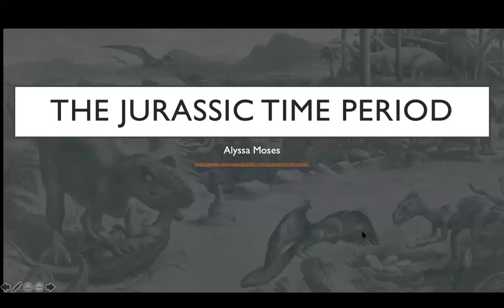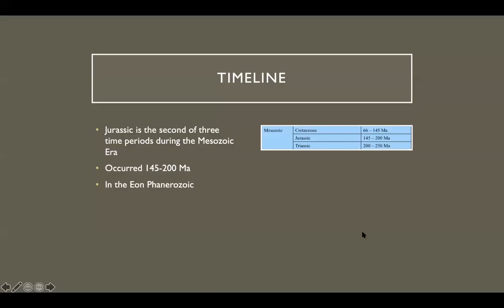Okay, so the Jurassic time period. The timeline is, the Jurassic is the second of the three time periods during the Mesozoic era, and this occurred 145 to 200 million years ago in the Eon Paleozoic. I actually took this picture from one of the lecture slides, but this is the Mesozoic era, and here's the Jurassic in between the Cretaceous and the Triassic period.